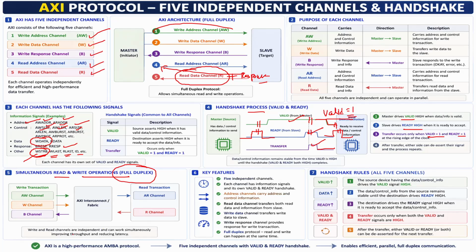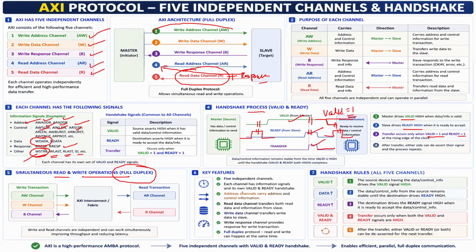So write and read channels work independently and simultaneously, because we have different latencies and we need to reduce the latency. The main aim of going for simultaneous access is to avoid delaying the bus, so that your bus is not in an idle state. So effective usage of the bus is the purpose we go for simultaneous operations. Okay, these are the key features.